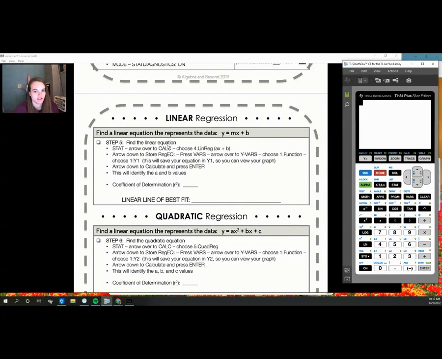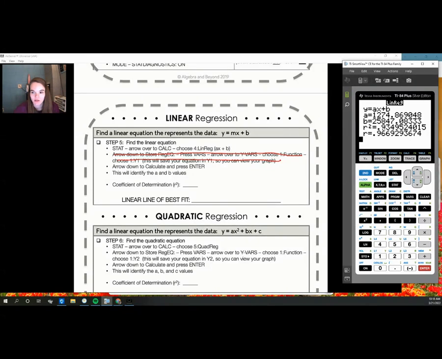All right, step 5, find the linear equation. We've already typed in our data. We've already looked at the scatter plot. To find the regression, we are going to press stat, which we've pressed before. We're going to calculate over to calculate, right up here. And we're going to choose linear regression, number 4. We are going to arrow down, and we are going to press calculate. Okay, so we're going to cross out this step. We are not doing this step. We are literally arrowing down to calculate and pressing enter.